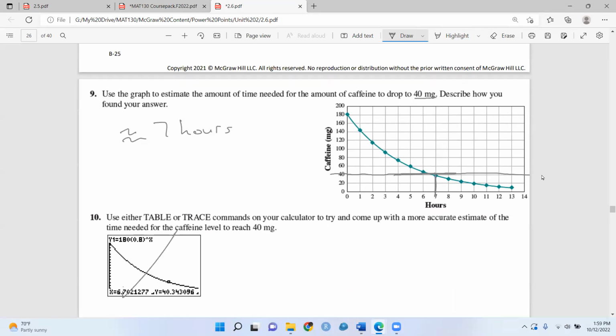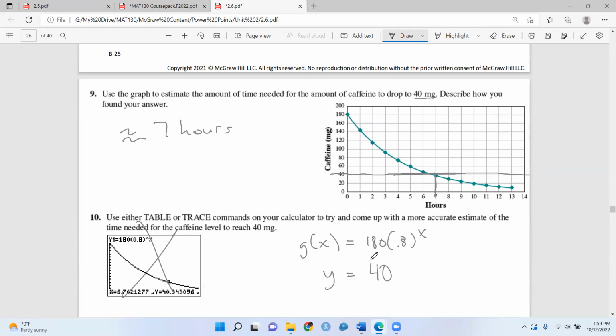Well, ignore this. What we want to know is, if g of x is equal to 180 times 0.8 to the x, when does g of x equal 7? Nope. When does it equal 40? That's what we want to know. Remember, g of x is another name for y. So instead of writing g of x, I'm going to write y.